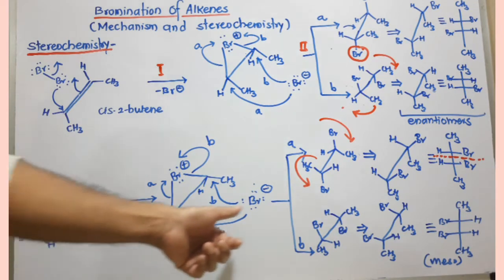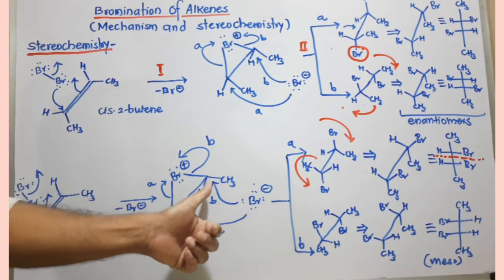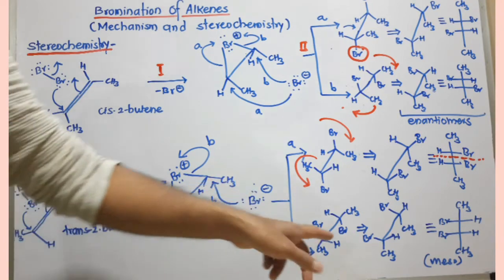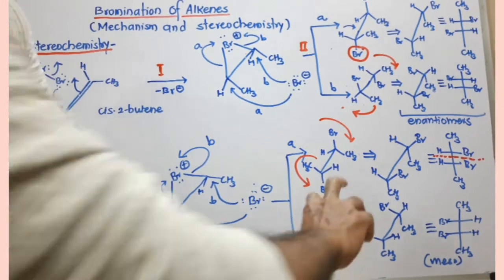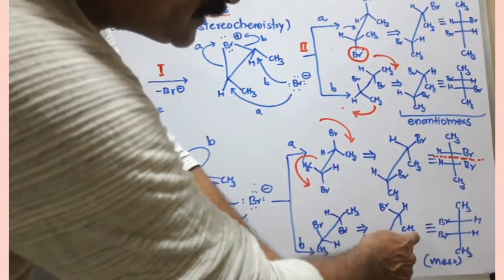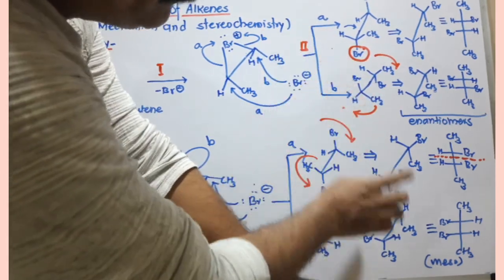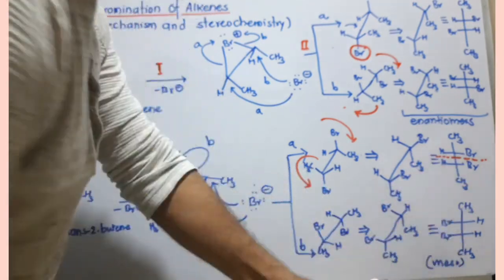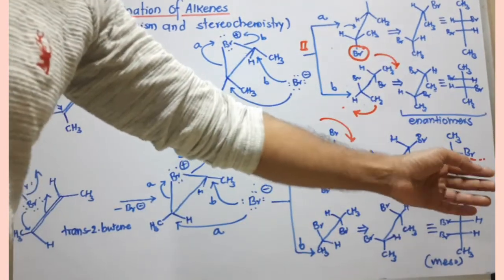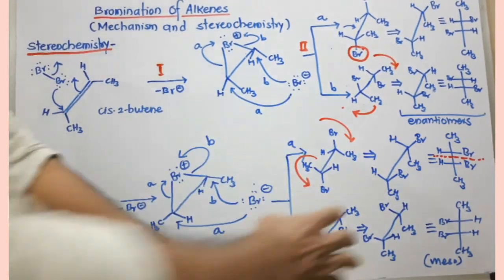Now if I consider B attack, which indicates Br is going down at this carbon, so you can see here Br, and this Br will move up. Again I am rotating these two carbons differently to bring CH3 down. Just like the previous steps, again I am getting a similar structure. These two are identical, although they look like mirror images, they are not non-superimposable mirror images. They are one and the same structure, but they are called meso.